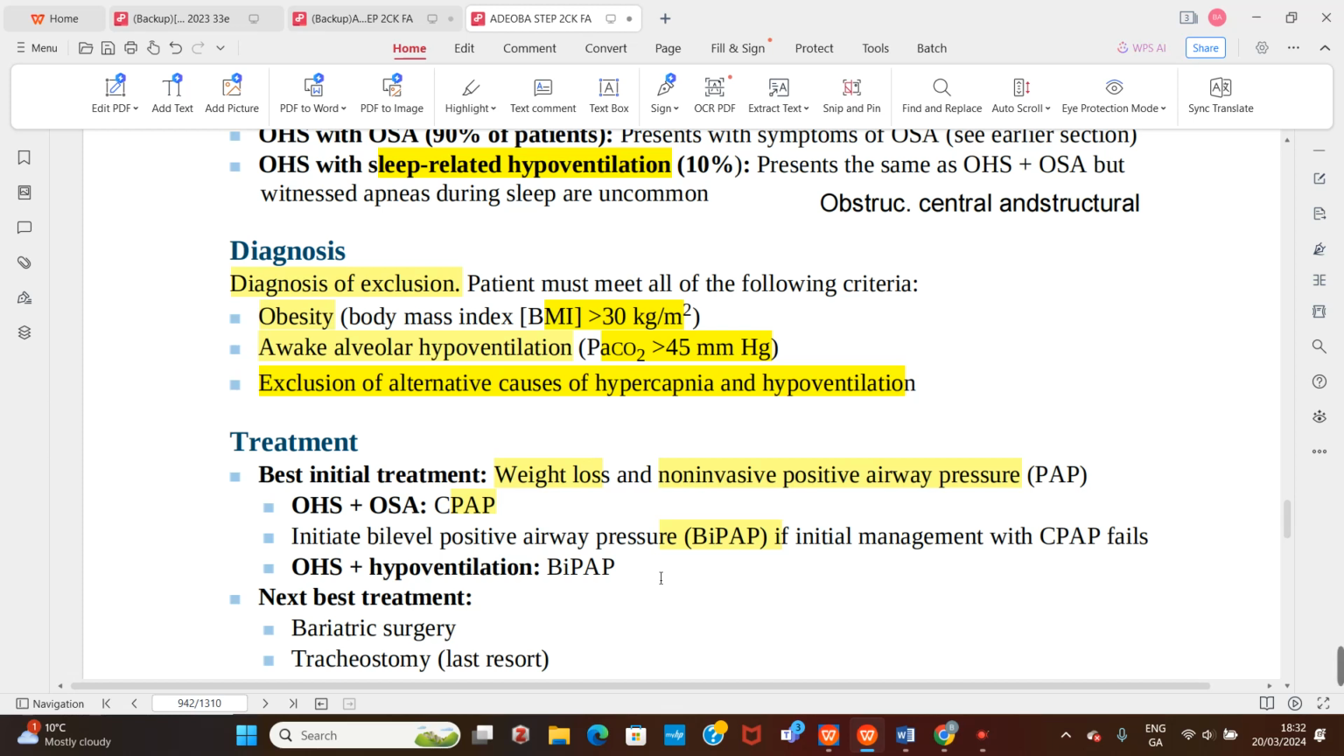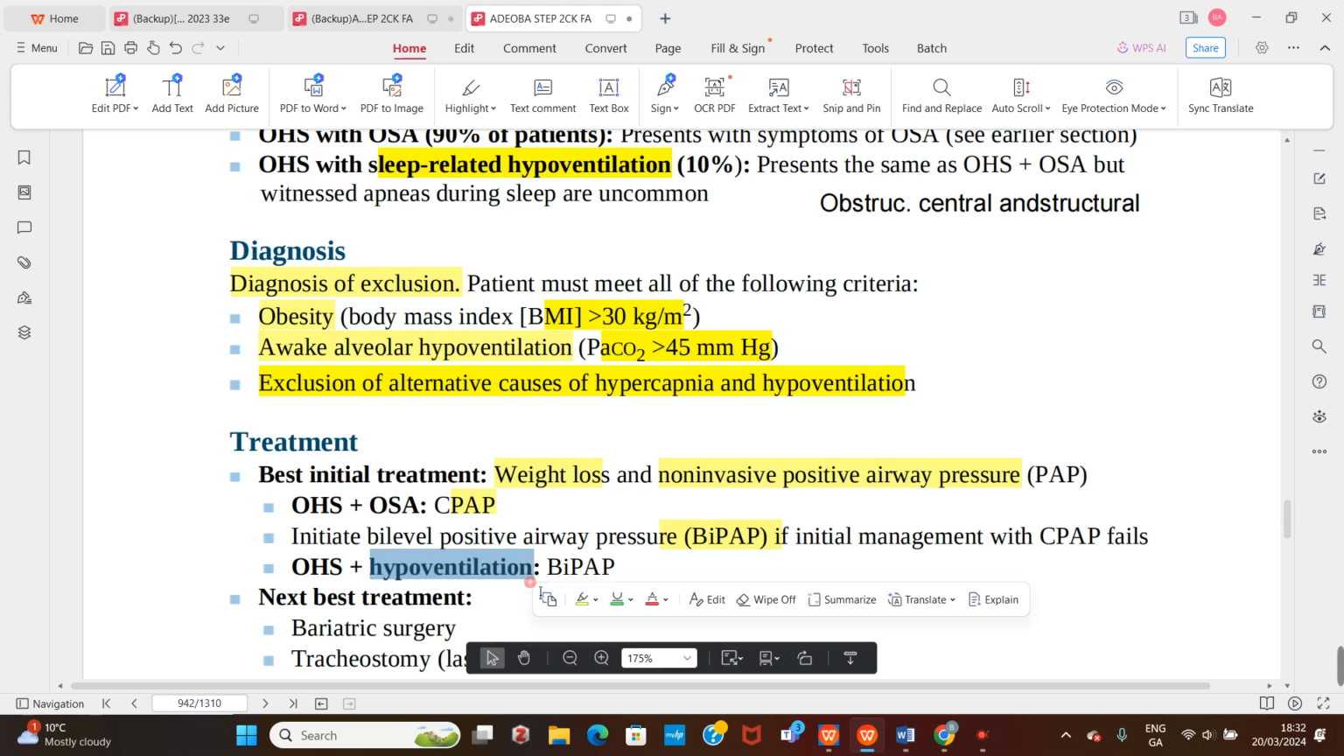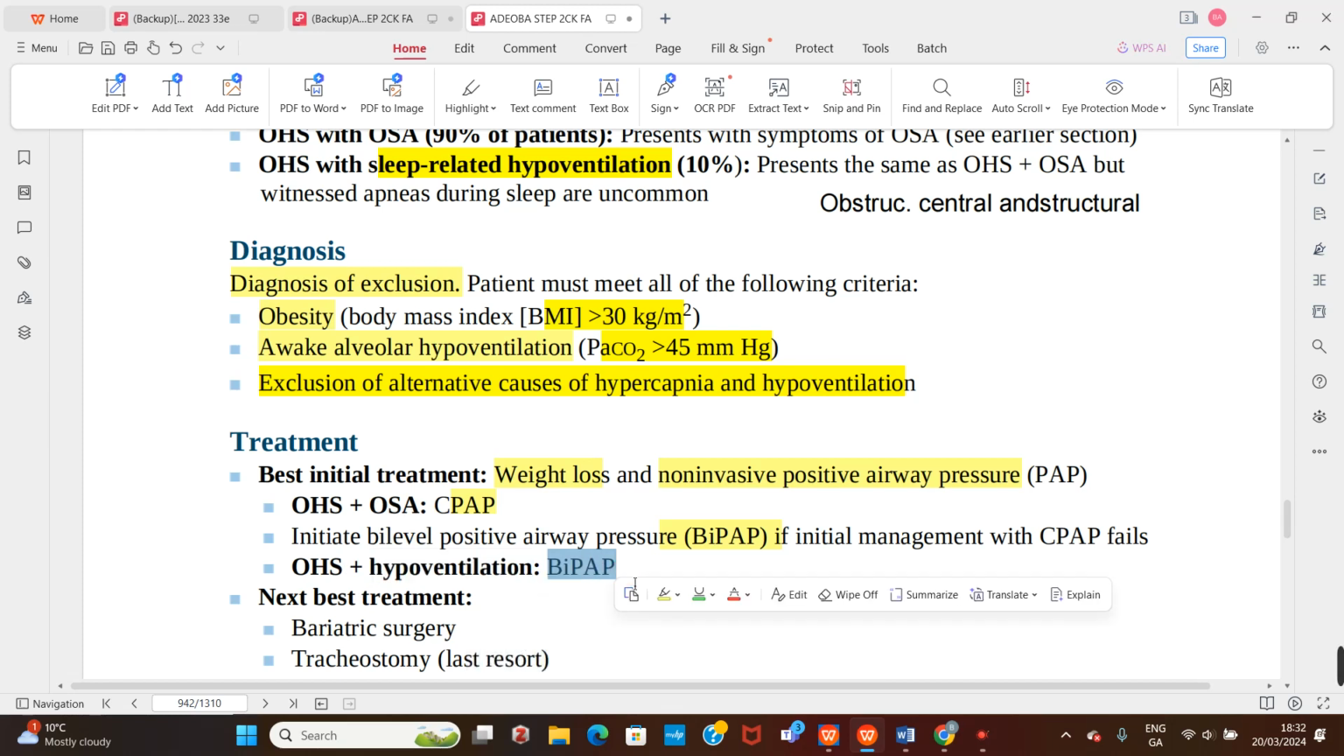But for individuals with OHS where the problem is strictly hypoventilation, they don't have any obstructive sleep apnea component with it. You just give them BiPAP straight up because their problem is strictly a hypoventilation issue. So give them BiPAP so that it will help them with the ventilation to take in air during inspiration and also take out air during expiration.